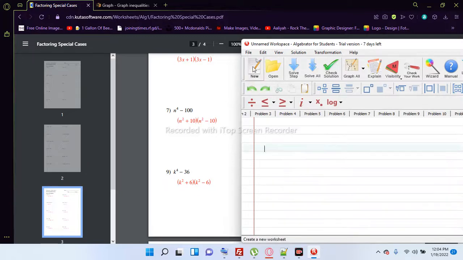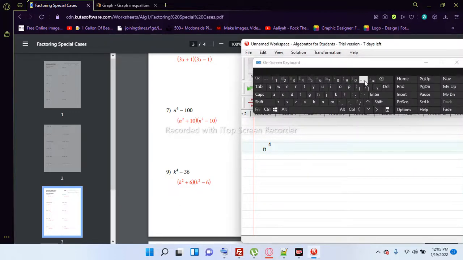So what we're going to do is we're going to go new, okay? And you type in n, shift the 6 key, to the fourth, double click in the front of it, minus 100.